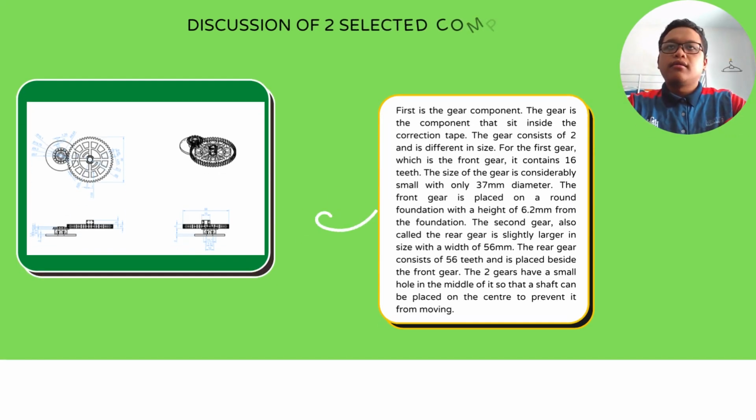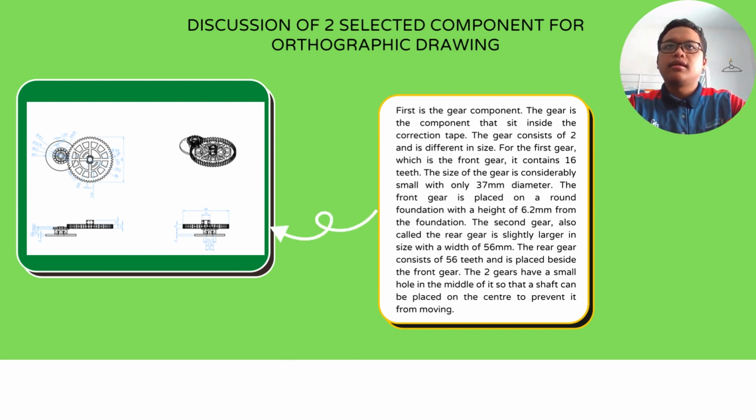Now I will continue with the discussion of two selected components for orthographic drawing. First is the gear component. The gear is the component that sits inside the correction tape. The gear consists of two and is different in size.